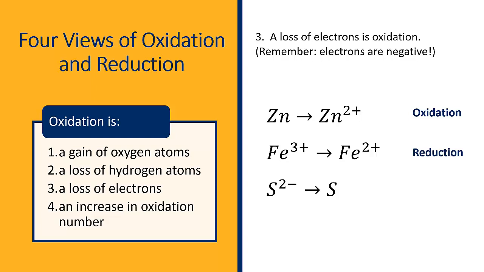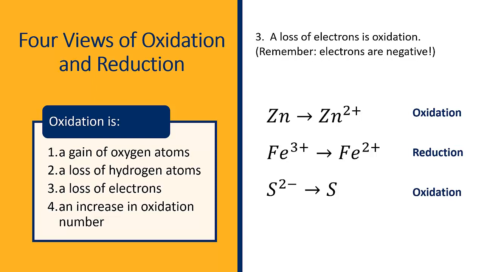This next one, we went from a 2 negative to a 0, which means we went up in charge. We went from -2 to 0. So we increased our charge. If we increase our charge, then that means we lost some of those negative little electrons. They were just being too negative for us. We lost them, therefore it must be oxidation.